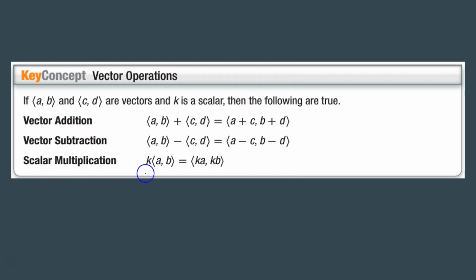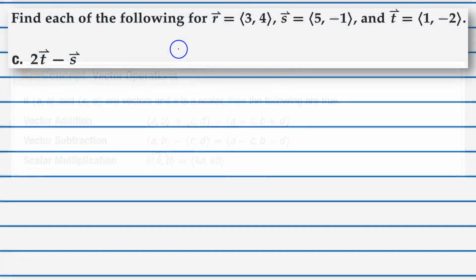Then we have the scalar multiplication. Think about scalar as if it makes it bigger or smaller. Think about k as being distributed with a distributive property as if these were parentheses. Then we have k times a and k times b. So now we want to find each of the following for vector R, vector S, and vector T.